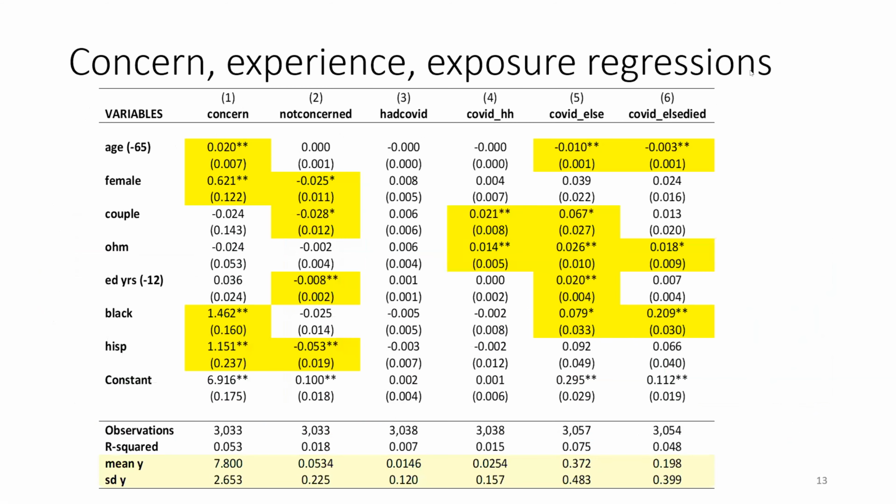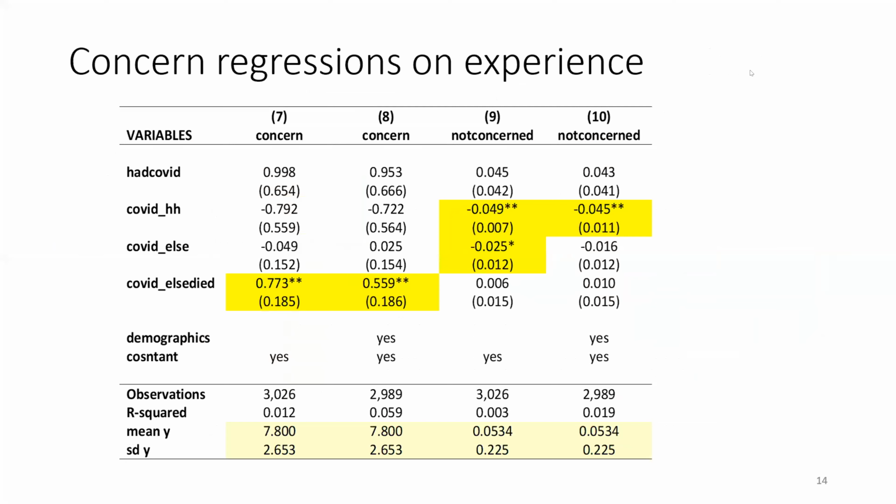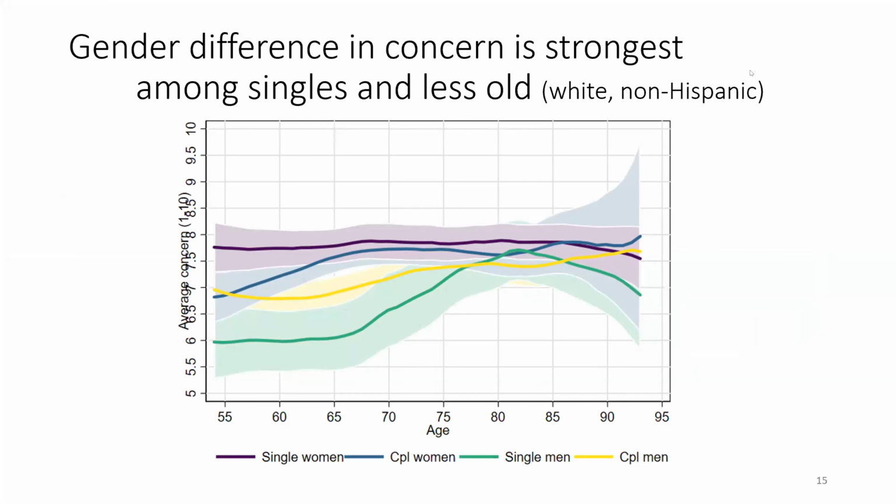So here are some regressions. I'm going to come back to the results, but there's one picture that I think is kind of interesting. This is the gender difference in average concern by gender and whether single or in a couple. The overall average is something like 7.5, and the single women are the top and darkest line. It's a flat line across age. Single men are the bottom green line, and the difference is pretty wide. It's about 3/4 of a standard deviation.